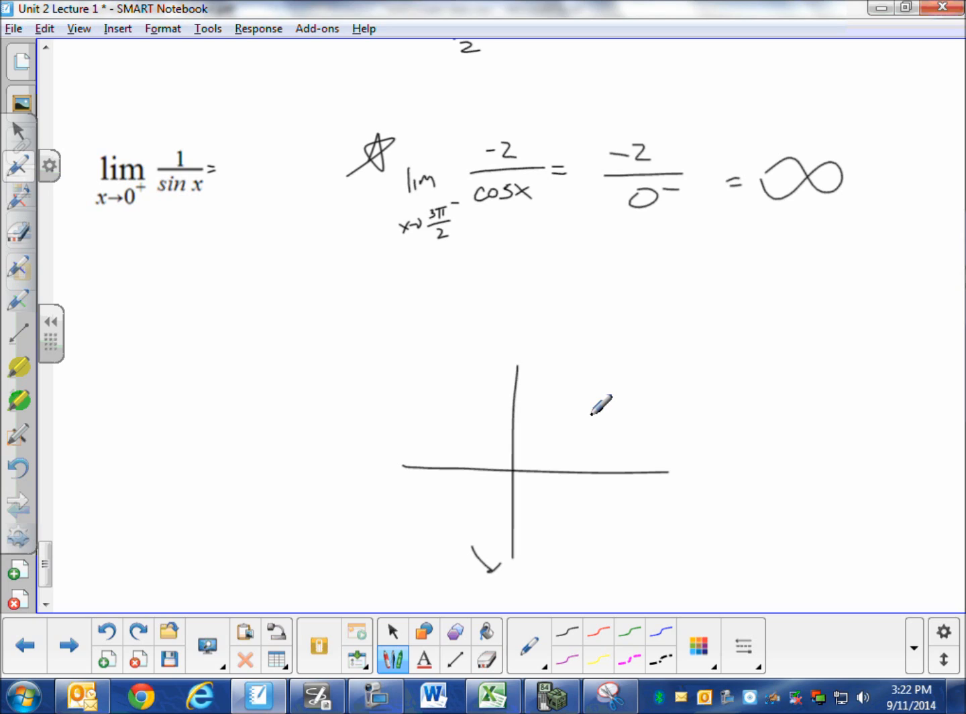Quick, without doing anything on the paper, what's 1 over sine of x as x approaches 0 from the right? Think about it. Don't do anything on your paper, and don't even look at your paper. This one. Just don't look at your paper.